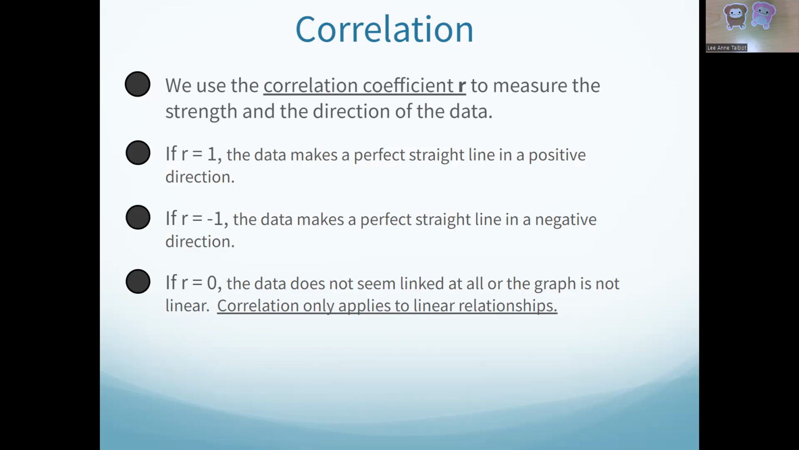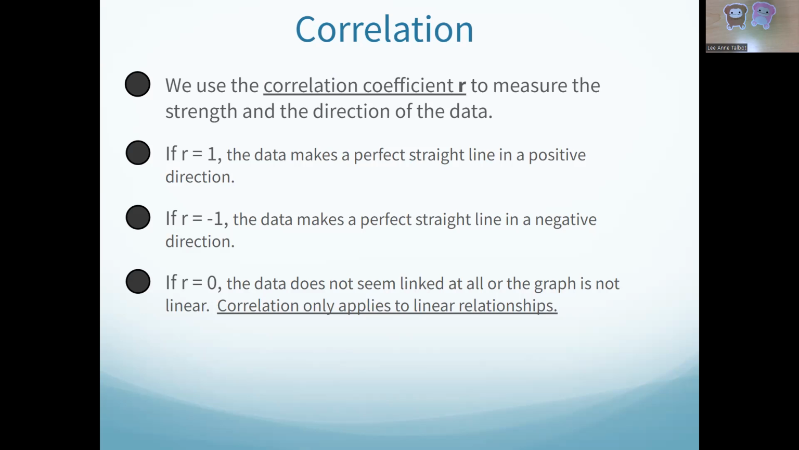Look below that on your packet, on the second page. Look at the graphs below. You see the perfect positive correlation one is a 1. That means 100% straight, so you have to kind of convert it to a percent in your mind. If r is -1, the data makes a perfect straight line in a negative direction. That's all the way over here on the right. So r is +1, r is -1. And if r is 0, the data does not seem linked at all, or it's not linear.